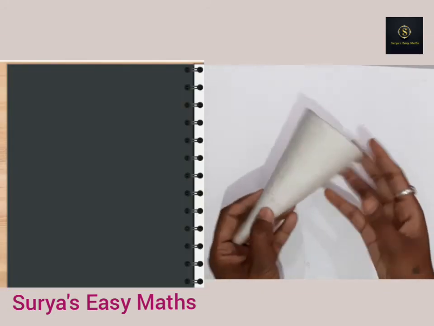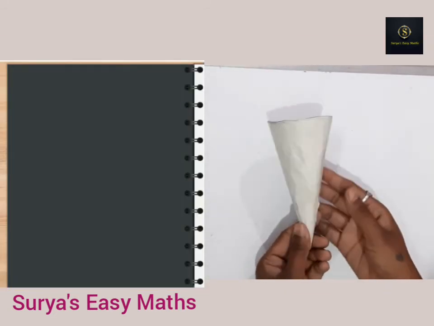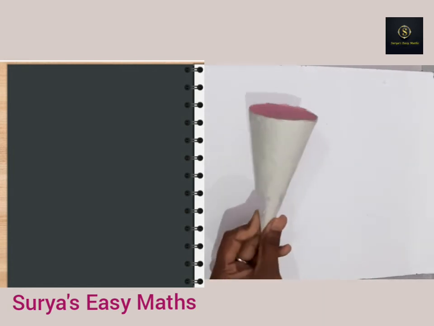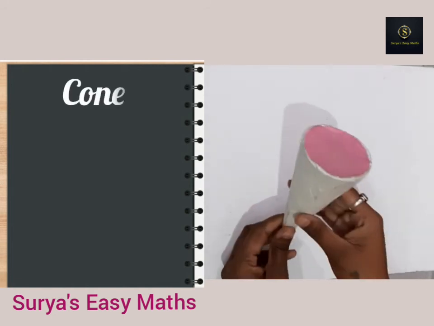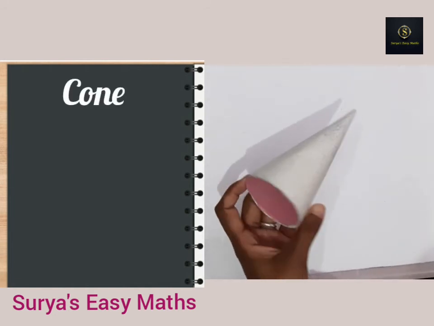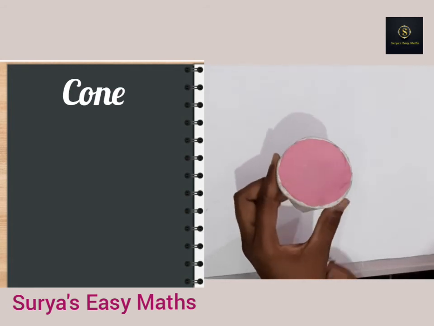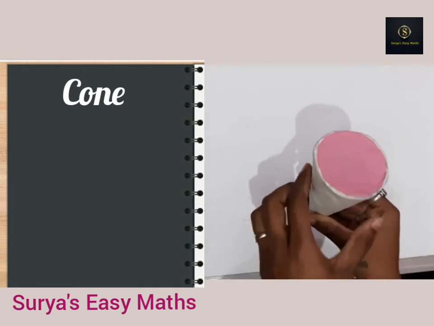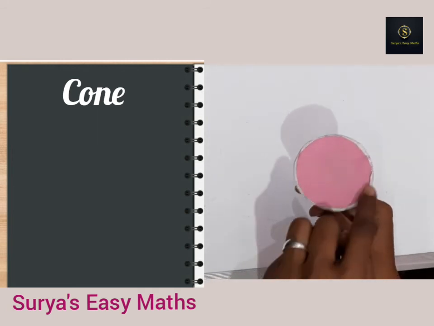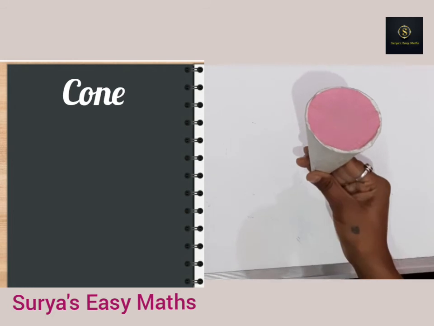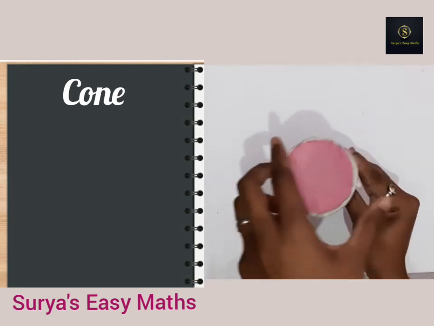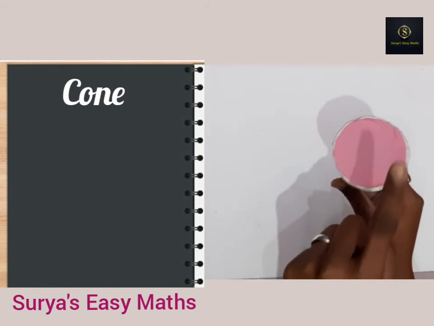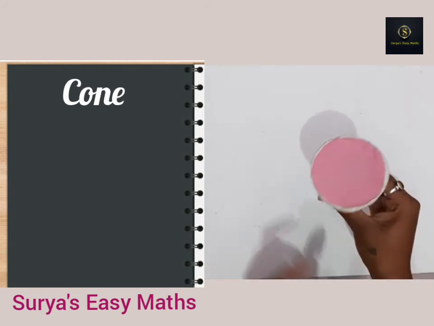Now, let's see the next shape. Here it is. Which shape is it? Yes, it is a cone. Children, observe this. It is called a cone. Now, let's see which type of edges or sides a cone has. So, this has a curved edge. Yes? Is there any more edges a cone has? No. Therefore, a cone has one curved edge.